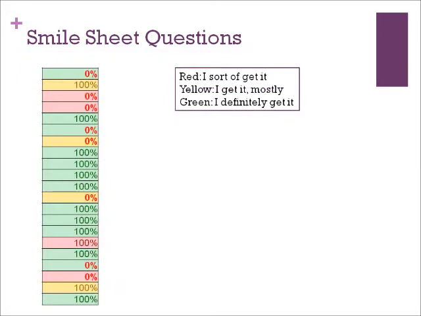Here is a column from my recent gradebook. There was 1 smile sheet and 1 performance assessment on this quiz. The color of the squares represents the smile sheet assessment. Red squares are those students who stated they sort of get it. Yellow squares are students who profess to get it mostly, and green squares represent definitely getting it.